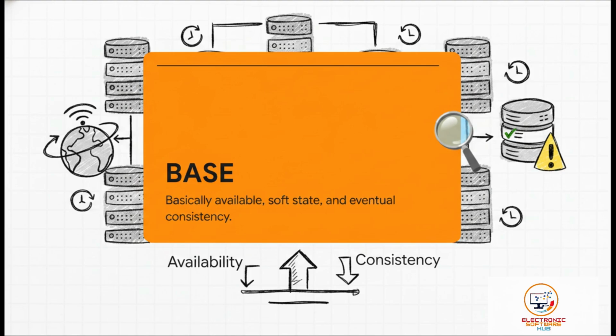But the absolute crucial takeaway here is this. When a system uses BASE, it actively favors availability over consistency. In a world that literally never sleeps, making sure the database is up and responding is way more important than making sure every single server on Earth has the exact same data at the exact same millisecond.